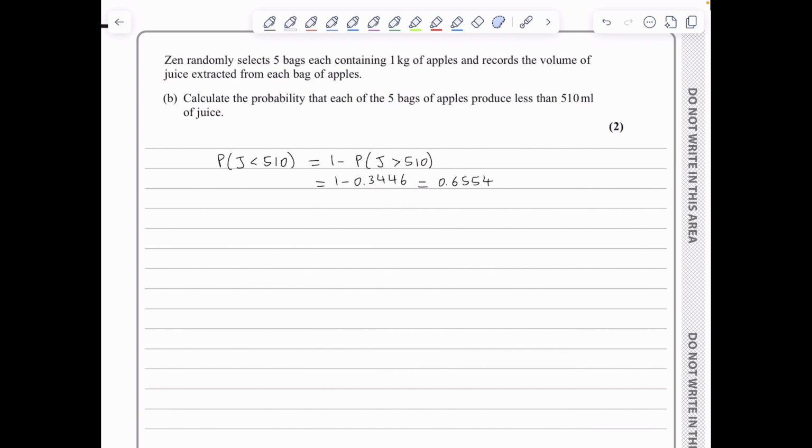Remember, we're trying to find the probability of all 5 bags producing less than 510 ml of juice. So this will simply be 0.6554 raised to the power of 5, because I want all 5 of them, and this is equal to 0.121.